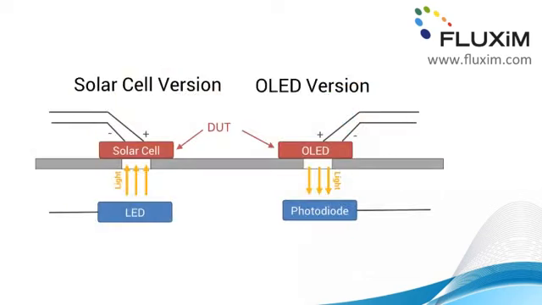Paios comes in 2 different versions, one for solar cells and one for OLED. In the case of a solar cell, you have a light source that illuminates the solar cell bottom up. In the case of the OLED, it's the other way around, and the OLED produces the light, and we use a photodetector to detect the light.